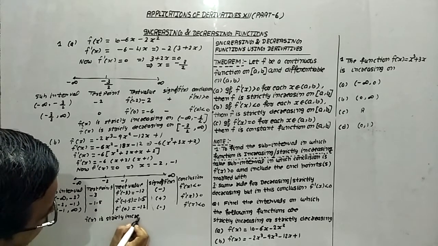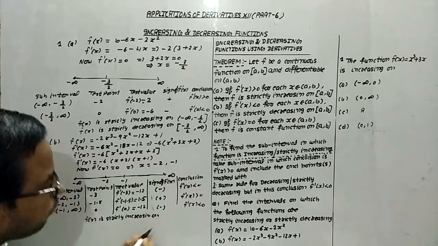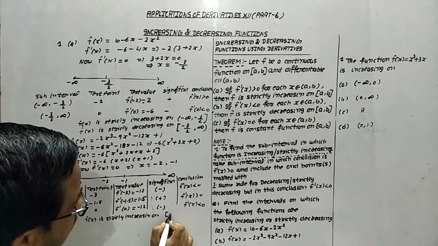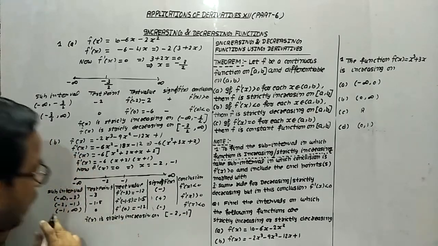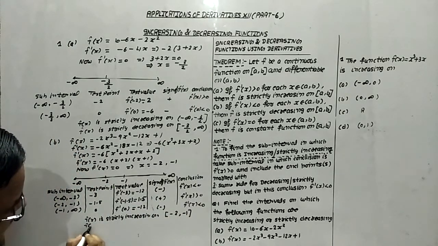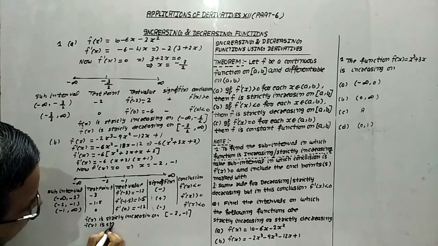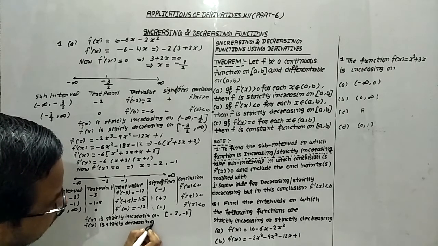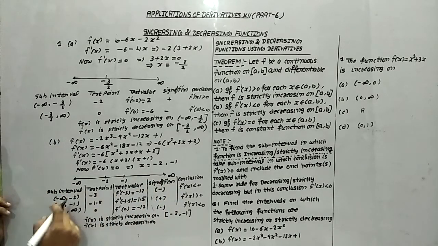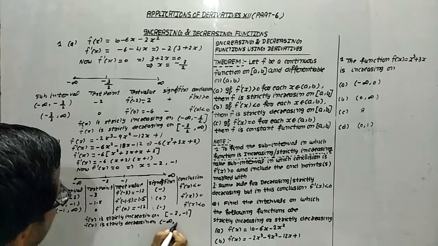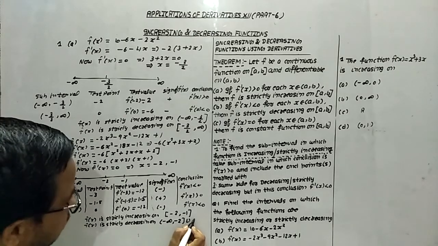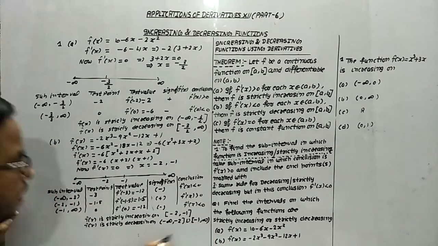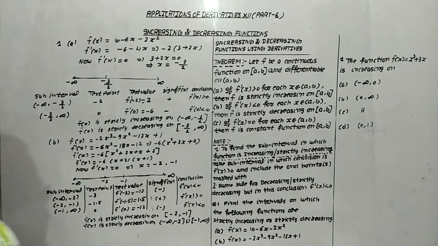on which interval? Strictly increasing means greater than 0. It means this is strictly increasing on minus 2 to minus 1, include the endpoints. f(x) is strictly decreasing on, now what we are observing here, we have the two intervals. So first you will take minus infinity to minus 2, and then union minus 1 to infinity. So this is the way to find out the intervals.